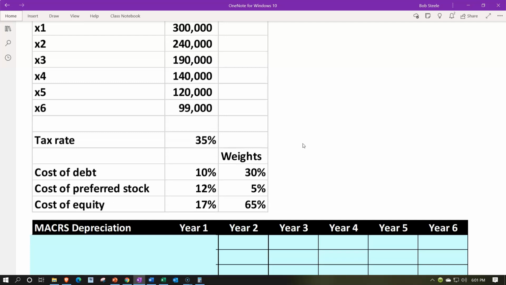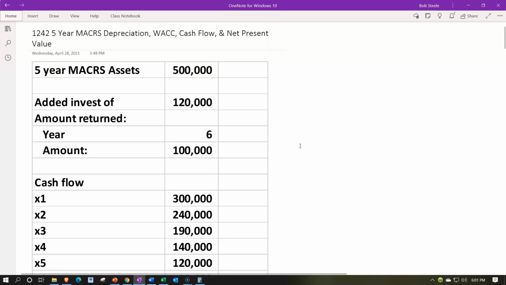A couple new things that will be involved here, including the weighted average cost of capital calculation to see what the discount rate will be used when we think about the net present value calculation. So we're going to have the 5-year MACRS asset. That's what we're going to be putting the money down on, the purchase for $500,000 of the fixed asset.